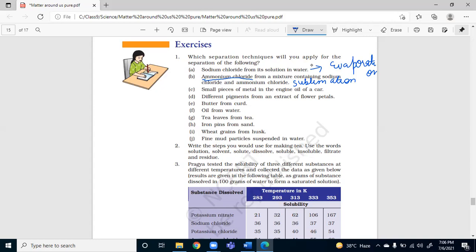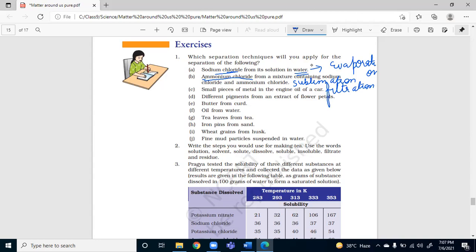And you can see in the A technique, water is volatile and sodium chloride is non-volatile, so we have used the evaporation technique. Now, small pieces of metal in the engine oil of a car. Ma'am, filtration. It is correct. If there are small pieces of metal, you can filter them out, so you can use the filtration technique.